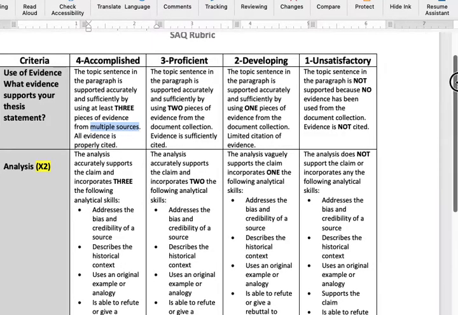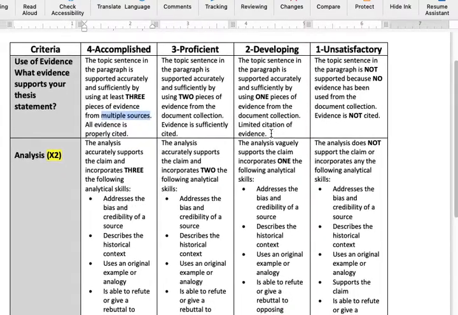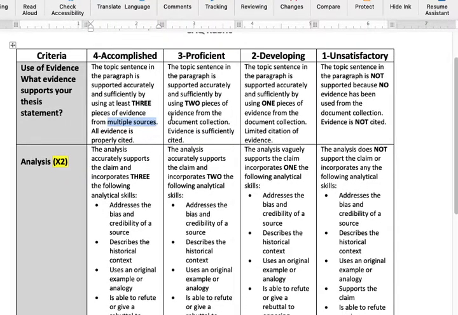So you have to show that someone else agrees with you for people to take your argument seriously. So that's for accomplished. If you take a look at proficient, same thing, but 2 pieces of evidence. Developing, you only use 1 piece of evidence. It was limited citation in there.